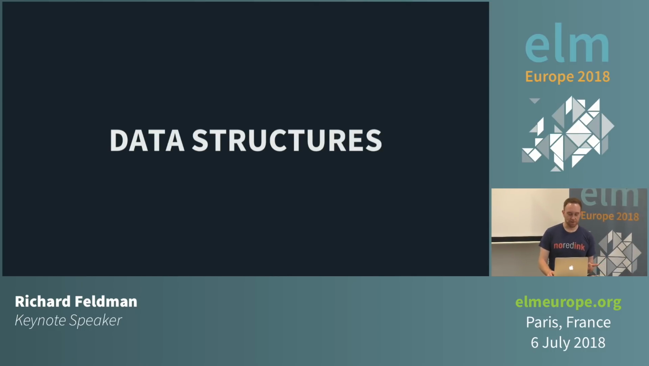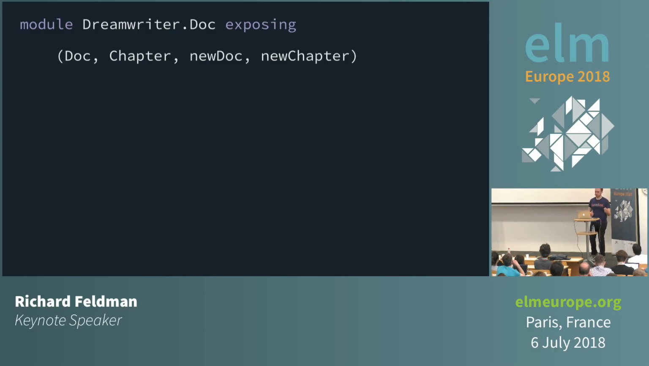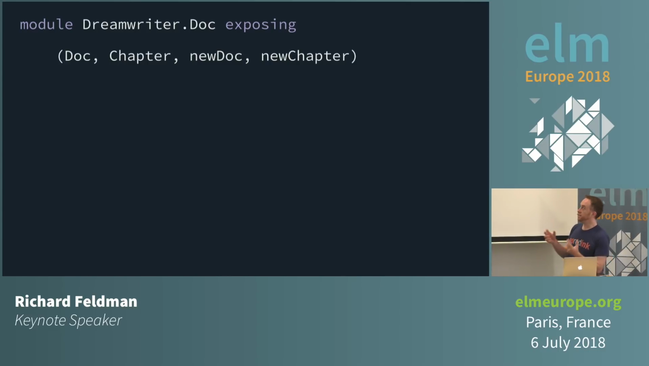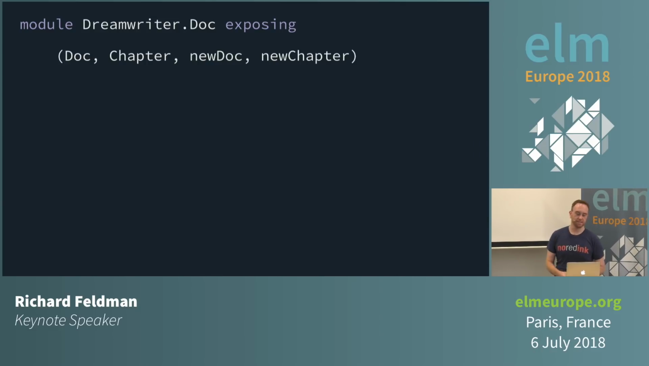And finally, I want to talk about the data structures that I created. So this was one that I made. Module Dreamwriter.Doc exposing Doc, Chapter, newDoc, and newChapter. The way these interact is a Doc is short for a document. That would be the entire document that I'm editing, all 80,000, 100,000 words of this novel. Like I said, I have this idea of chapter centricity, so documents are broken up into chapters, and then the chapters themselves actually hold the content, the text itself.